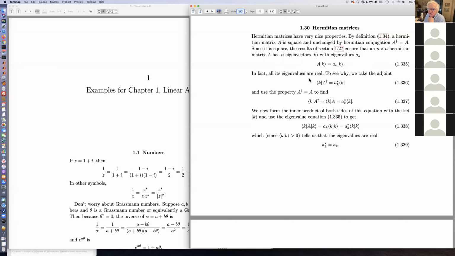If you take the adjoint of this equation, you get k A dagger is a star k, but A dagger is A, and so this equation really is k A is a star k. You now take the inner product with k, and you get k A k equals a star k k. And k k has to be positive. Remember, I said that an eigenvector doesn't count if it's all zeros. And so you divide by k k, and you see that a star is equal to a.